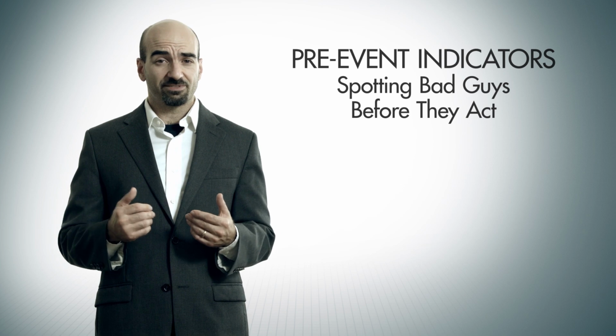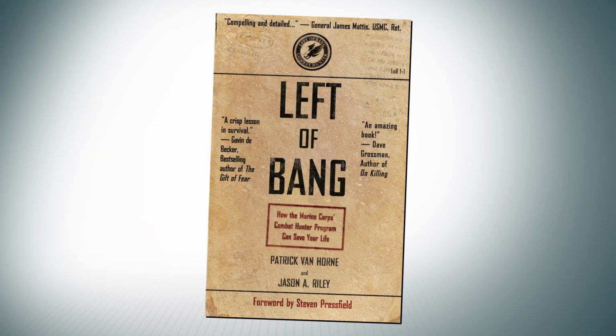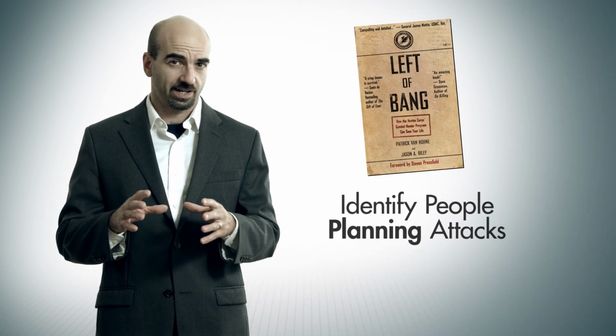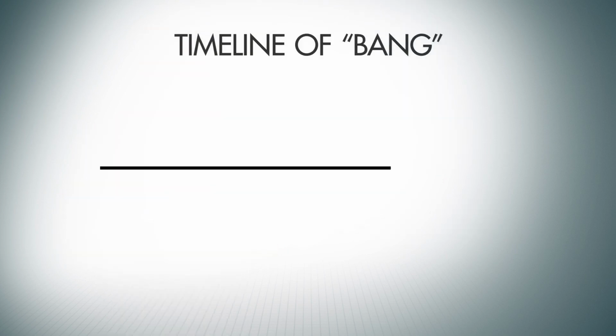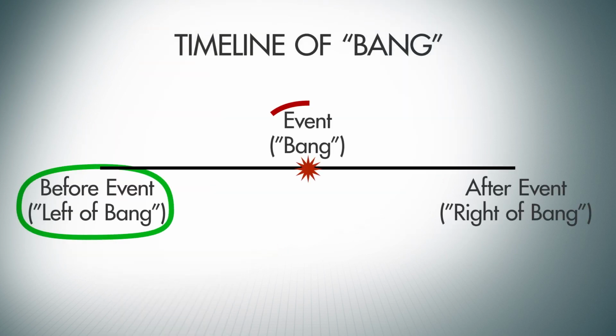The best advice I've found on identifying bad guys before they act comes from this book, Left of Bang. It's based on the Marine Corps Combat Hunter Program, which was developed to help Marines on patrol in Iraq and Afghanistan to identify people planning attacks. Notice I said planning attacks. The whole point of Left of Bang is to identify and either avoid or neutralize violent intentions before they become violent actions.